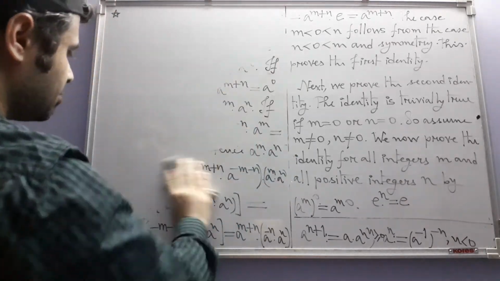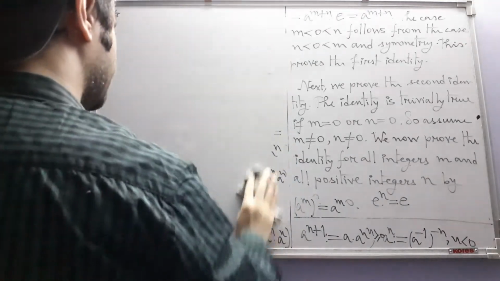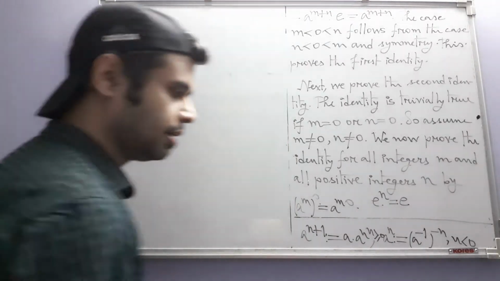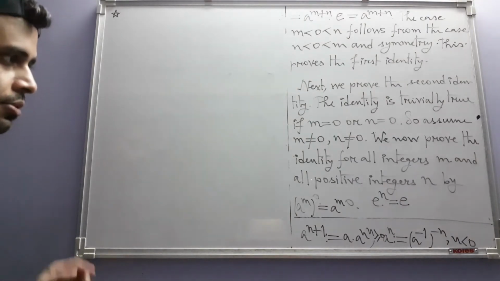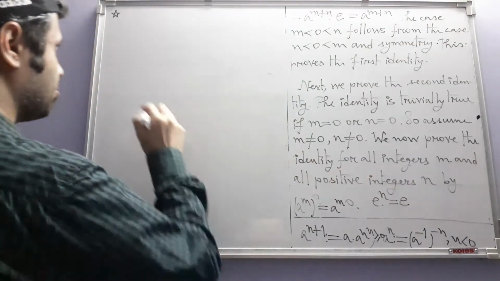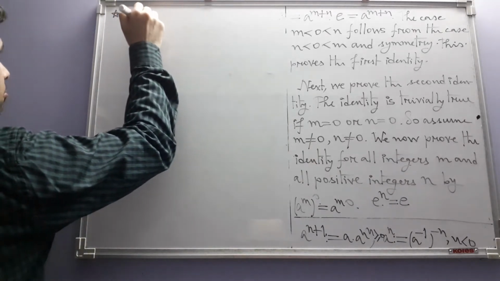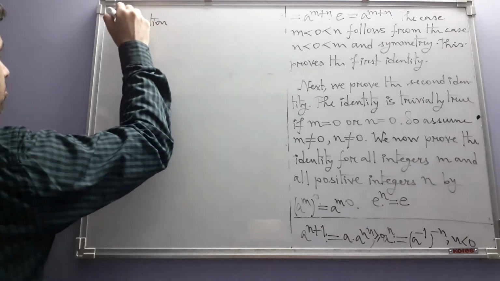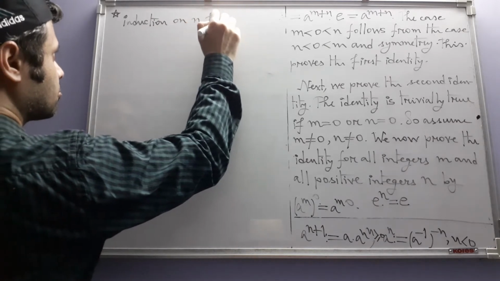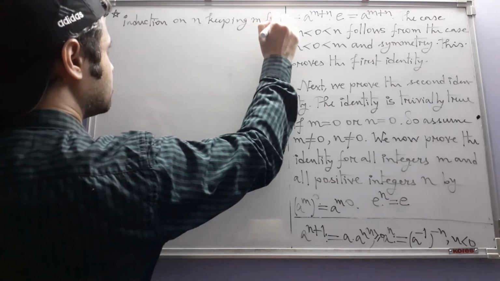Note that unlike the previous identity, here we are keeping m fixed, but at the same time m is any integer. m can be negative also, or m can be positive also. By induction on n, keeping m fixed.